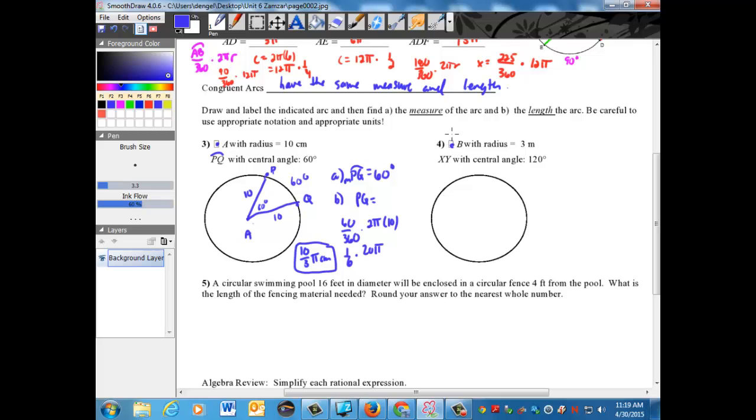All right, down over here we have center point B, radius of 3, central angle 120. We'll open it up. This is also going to be 3. They want us to use X and Y. So we have 120 degrees. That means the measure of XY is going to be 120 degrees. Now the length of XY, we're going to take our 120 degree angle, divide it by 360, multiply it by 2 pi times 3, and so we get 1/3 times 6 pi, which gives me 2 pi. That's our length.